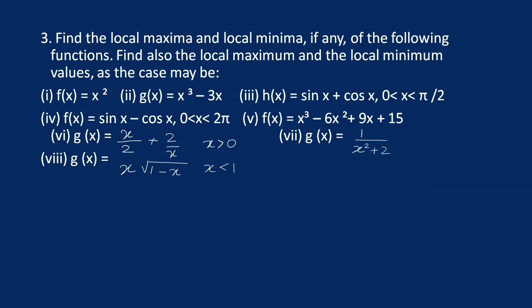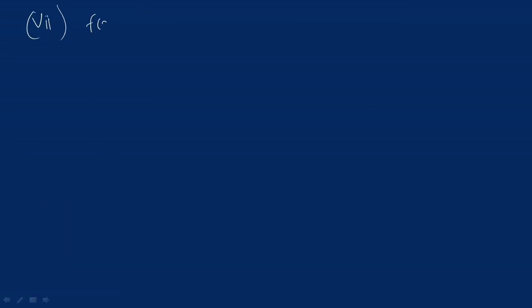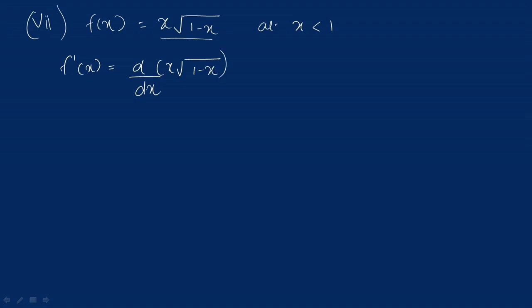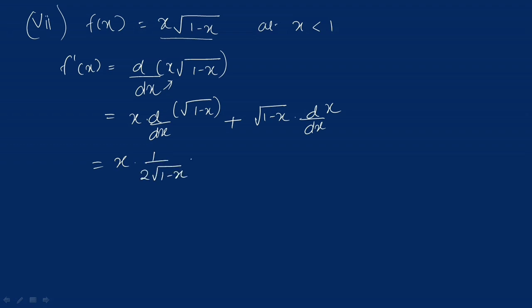Now 8th question, we have g of x is equal to x root 1 minus x where x is less than 1. So we have f of x is equal to x root 1 minus x where x is less than 1. So what is f dash of x? That is d by dx of x root 1 minus x. So we are applying the product rule here, that is x into d by dx of root 1 minus x plus root 1 minus x into d by dx of x. Or x into d by dx of root 1 minus x, that is 1 by 2 root 1 minus x into d by dx of minus x, that is minus 1, plus root 1 minus x into d by dx of x, that is 1.